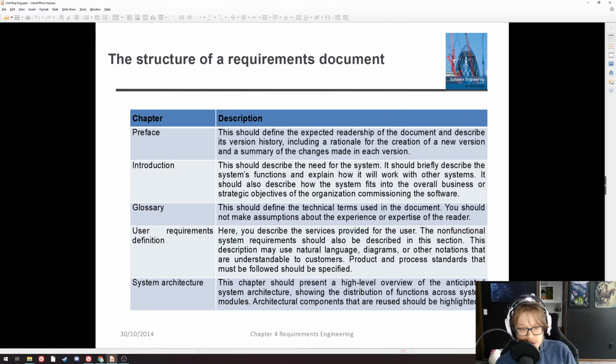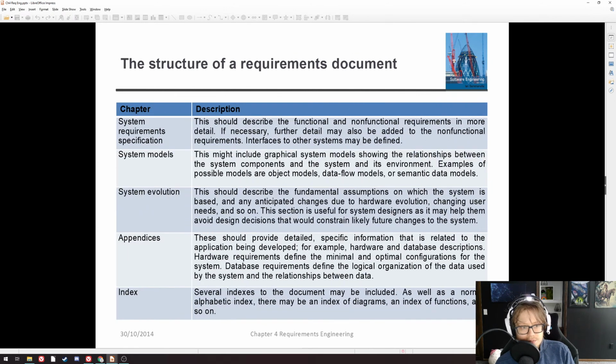And you could do a system architecture, but we're going to skip that and leave that to the design phase, so don't include that here. You might do your system requirements in their own section where you split the functional and the non-functional system requirements up. Then you might do a system model. Again, we'll probably leave that to our design phase.